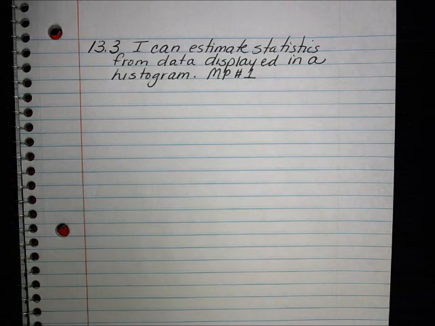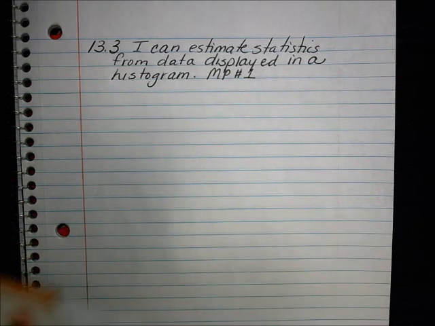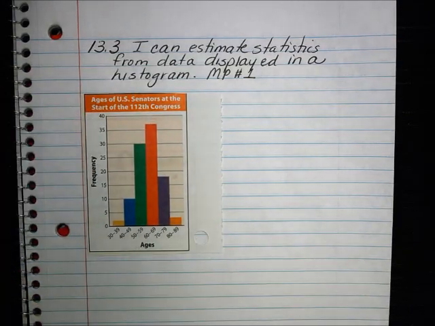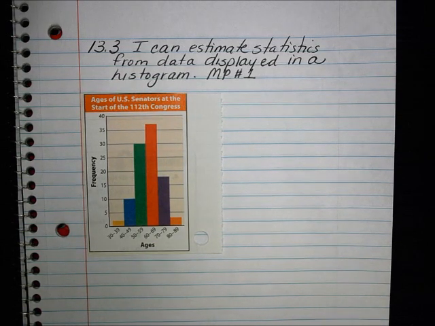The histogram that we're going to use today as an example is this one, okay? This histogram is the ages of the U.S. Senators at the start of the 112th Congress. So at the beginning of the 112th Congress, they went through, they looked at all the senators, and they collected the ages of those senators, and they made it into a histogram.